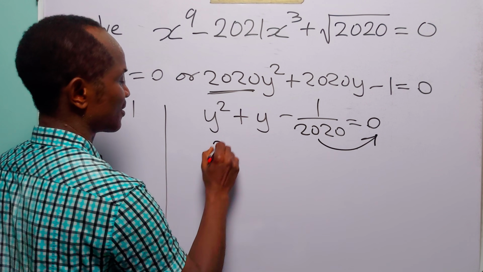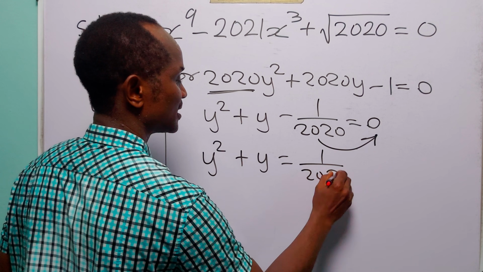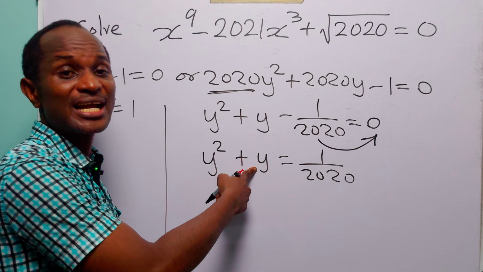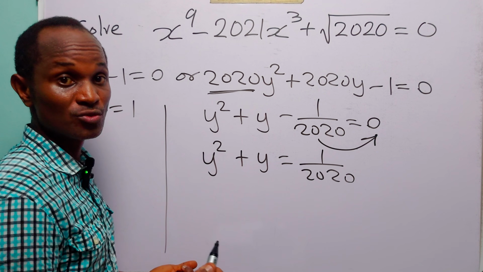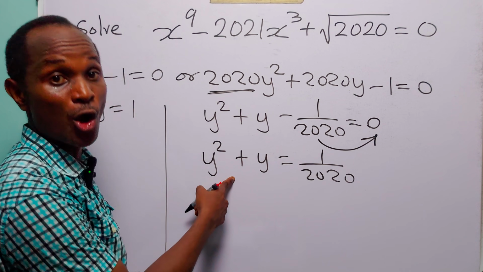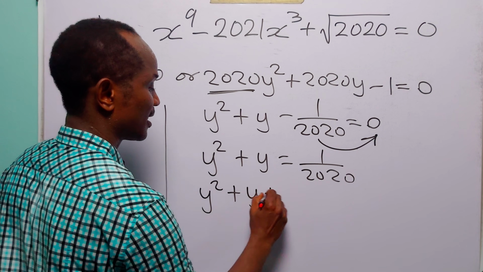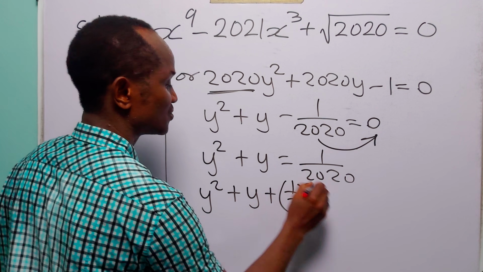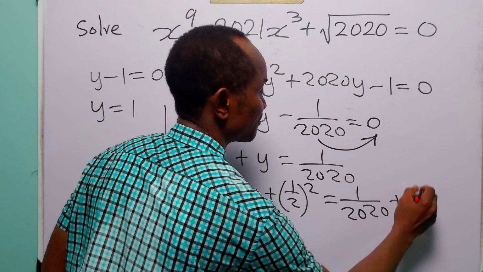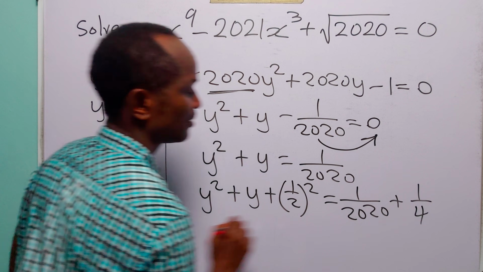When we do that, we have that y squared plus y is equal to 1 over 20. Now, the next thing we are going to do is to divide the coefficient of y, which is 1, by 2, square it, and add to both sides of the equation to complete the square on the left. So we have y squared plus y plus (1/2) squared is equal to 1 over 20 plus (1/2) squared, which is 1 over 4. So here we have 1 over 4.